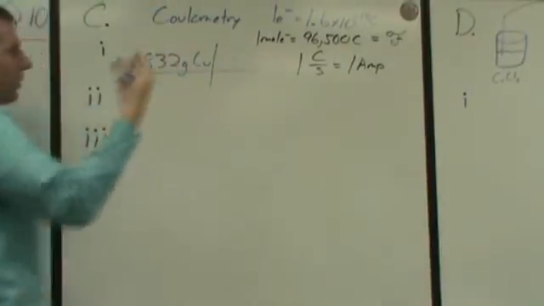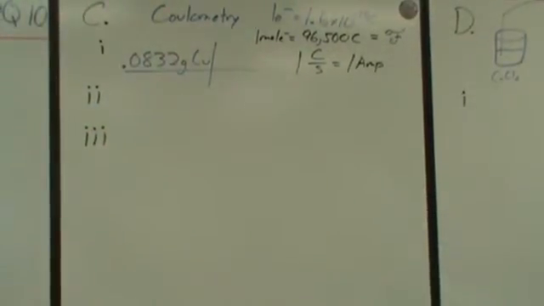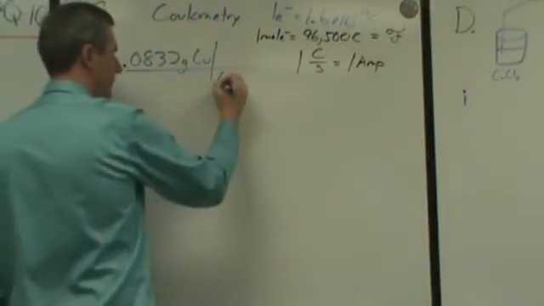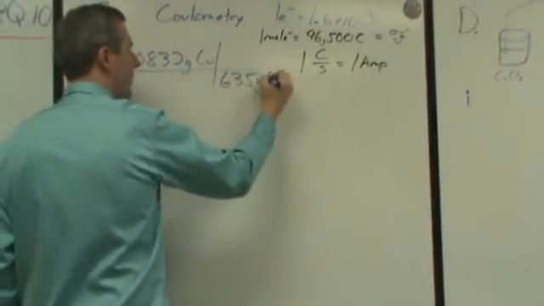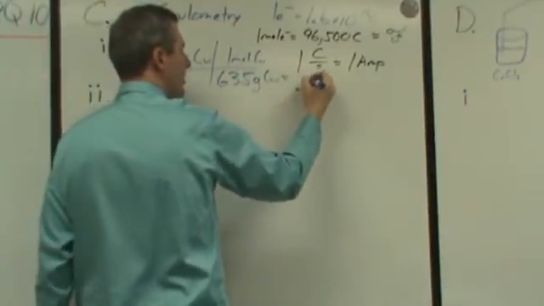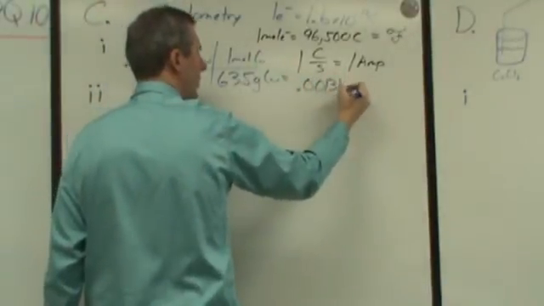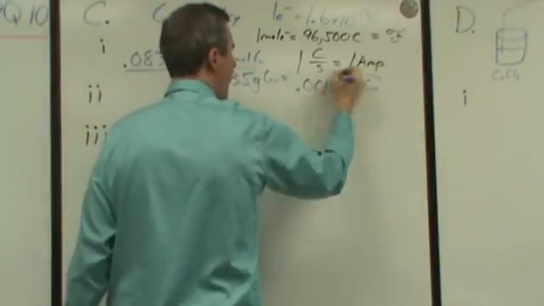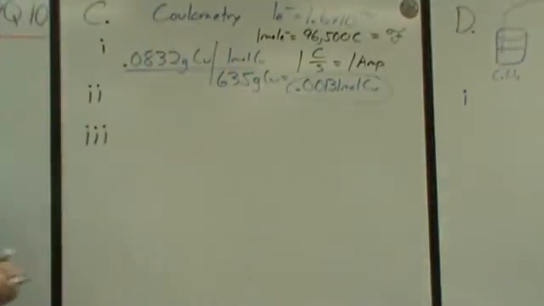And it just says how many moles of copper formed. Okay, so just a quick conversion. 63.5 grams of copper is 1 mole, and we get 0.00131 moles of copper. That is our answer to part 1.